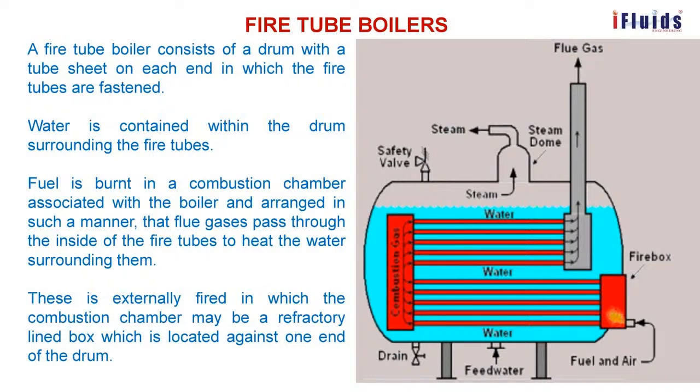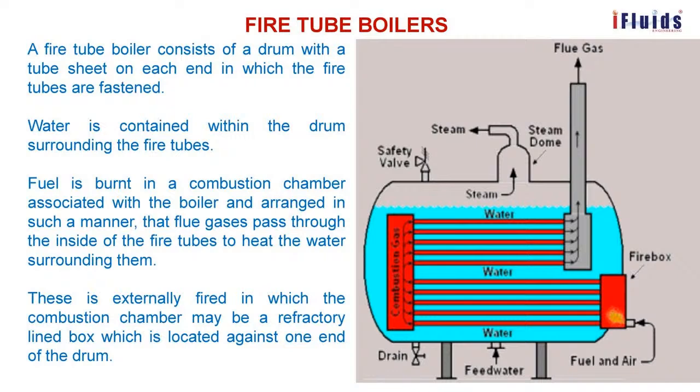So, fire tube boilers, one of the two types of boiler. What is a fire tube boiler? A fire tube boiler consists of a drum with a tube sheet on each end, in which the fire tubes are fastened. This is the tube sheet, to which the tubes are fixed. Water is contained within the drum surrounding the tubes.